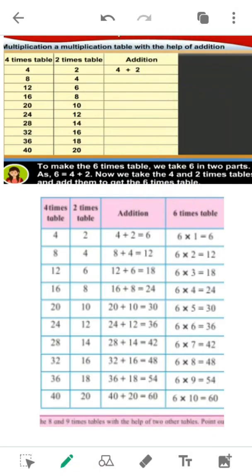Next, making a multiplication table with the help of addition. Means if you know two other tables, and you add them, you can make another table.